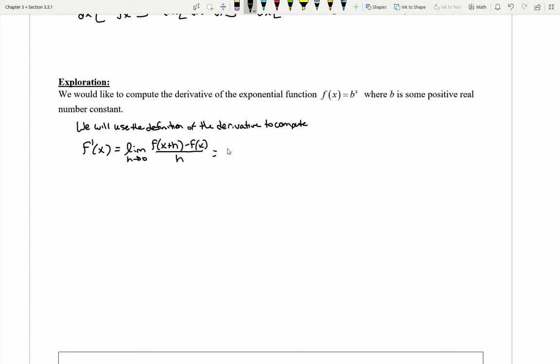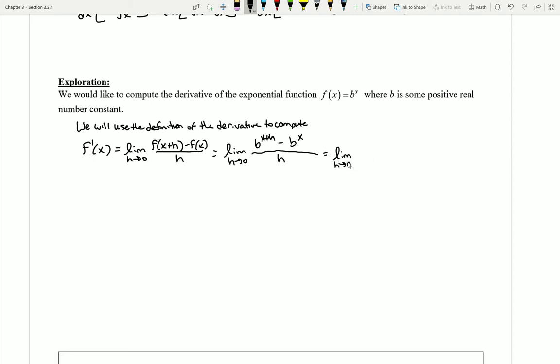Now let's see what this looks like. If I was to go to the function f and replace all x's with x plus h's, I would get b to the power of x plus h. And then I would subtract from that b to the power of x. That's the original function itself. Now, what the heck am I supposed to do with this? Because this looks unbelievably messy. What I'm actually going to do to work with this is think carefully about properties of exponents that I can make use of.